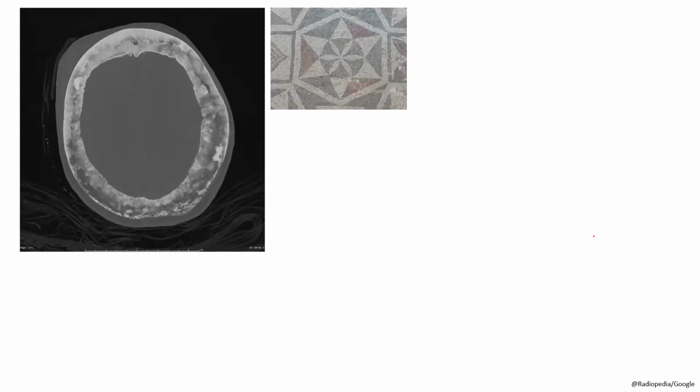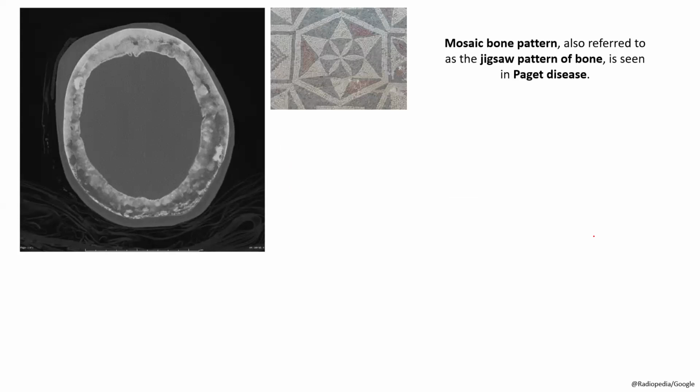What is happening in this CT of the skull? This is known as mosaic appearance, and it is seen in Paget's disease. It is basically because of mosaic attenuation in the calvaria, giving a jigsaw pattern.